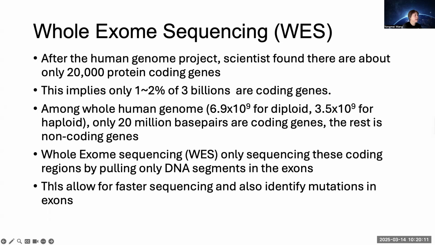Okay, so coming back to talk about sequencing. You don't have to sequence the whole thing. There's another terminology that you will run into called whole exome sequencing, the WES. This is only sequencing those coding genes by pulling only the DNA segments in the exons. Exon means the region that will be expressed in terms of protein. So this allows faster sequencing and allows researchers to identify mutations that are present in the exons. So you don't have to worry about all of those non-coding genes.